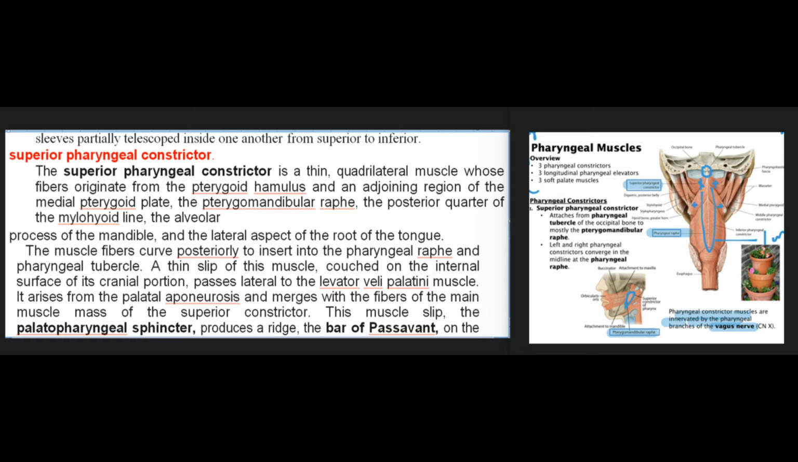The superior pharyngeal constrictor is a thin, quadrilateral muscle whose fibers originate from the pterygoid hamulus and an adjoining region of the medial pterygoid plate, the pterygomandibular raphe, the posterior quarter of the mylohyoid line, the alveolar process of the mandible, and the lateral aspect of the root of the tongue. The muscle fibers curve posteriorly to insert into the pharyngeal raphe and pharyngeal tubercle. A thin slip of this muscle, couched on the internal surface of its cranial portion, passes lateral to the levator veli palatini muscle.